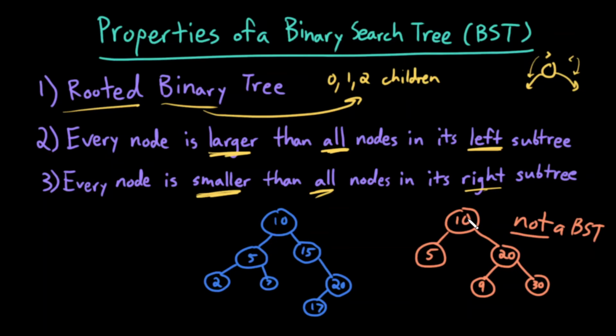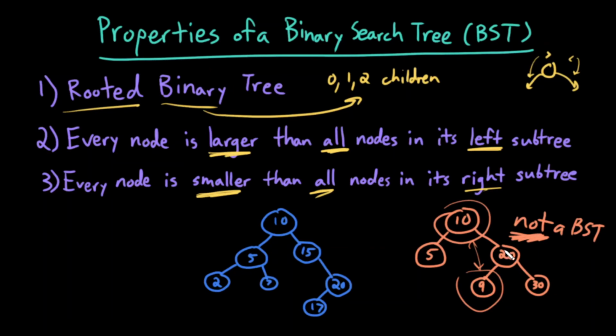So in this example, 10 is bigger than its left child, and 10 is smaller than its right child. 20 is bigger than its left child. 20 is smaller than its right child. And these three don't have children, so they're fine. But this is not a binary search tree because of the relationship between 10 and 9.